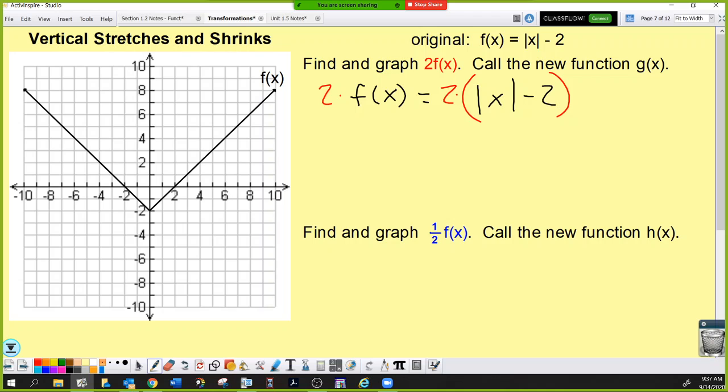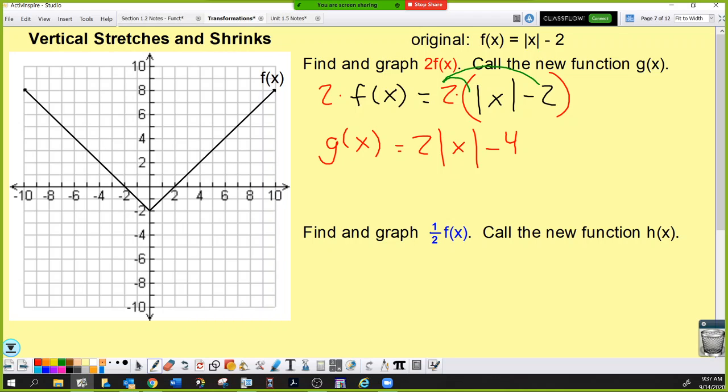So the 2 gets distributed to everything that's on the outside, including that number that sits in front of the absolute value bars. But Mr. M, there's no number there. Yes, there is. There's a 1. So we need to distribute the 2 to in front of the absolute value bars and to the number at the far right. We've been asked to call that g of x. Stick that 2 in front, absolute value of x minus 4. There, we have our equation.